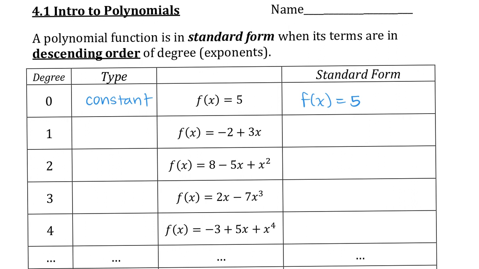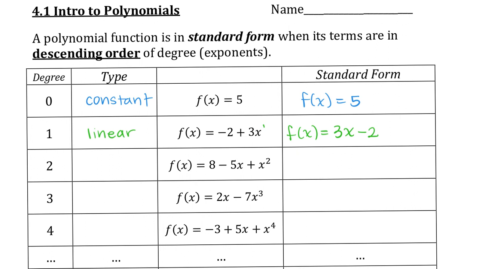Okay, degree 1 means the exponent is a 1. So for this example function here, the highest exponent is 1 with the x, and this is technically x to the 1. Okay, if you graph this, it makes a line. It's in slope-intercept form, so degree 1 is linear because it makes a line. Okay, if I change this to standard form, I need to put the highest exponent first, which is the 3x, and then the lowest last. So that's the -2. And watch your signs.